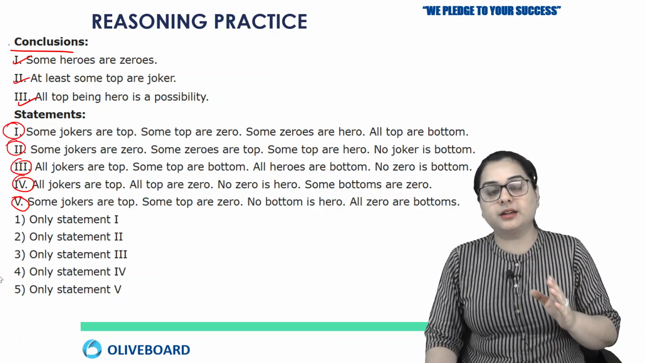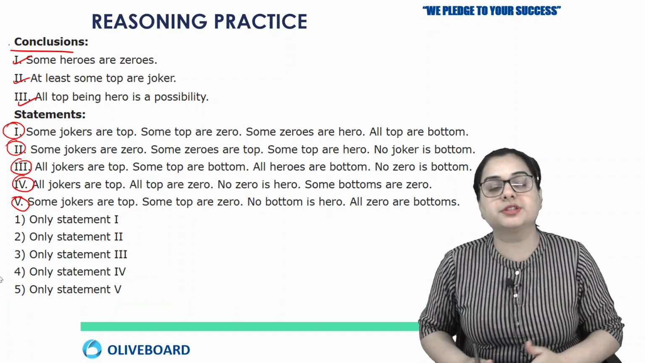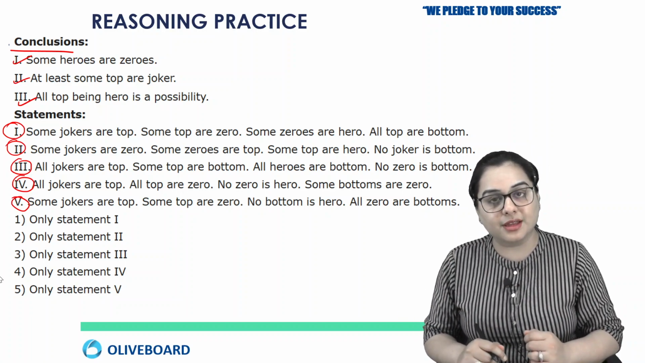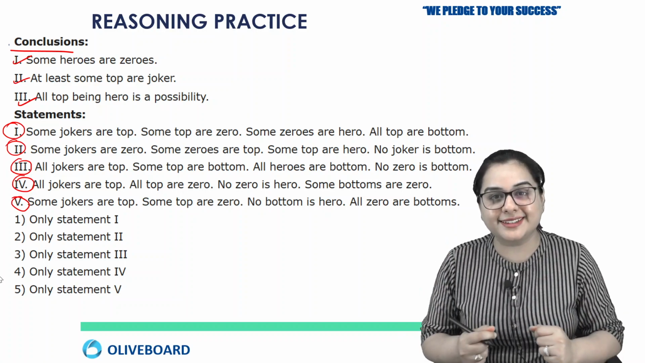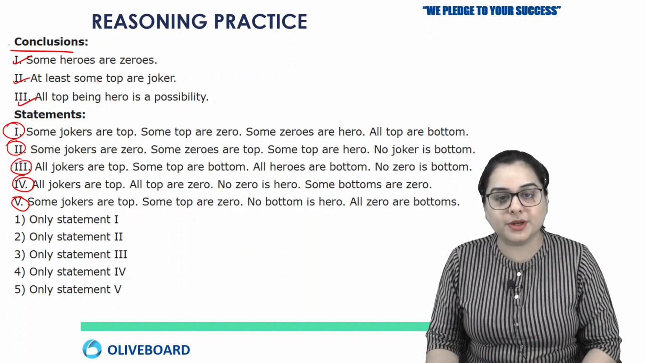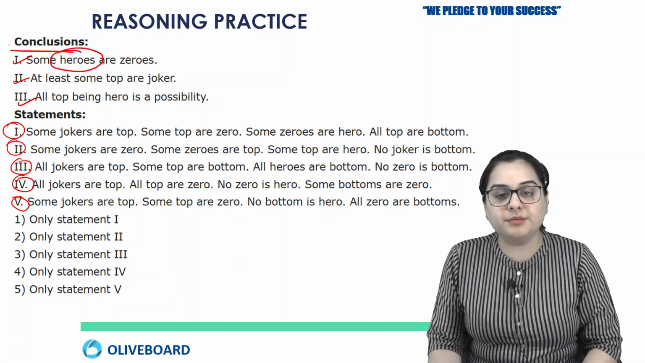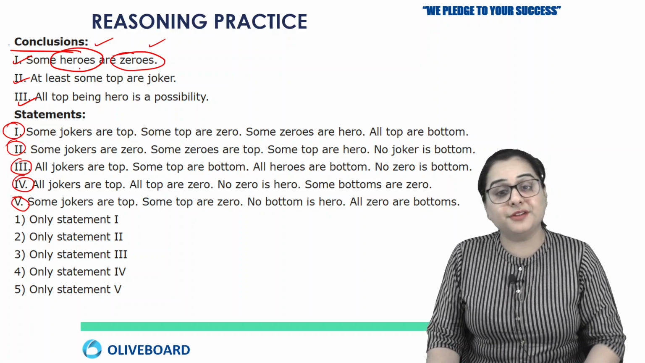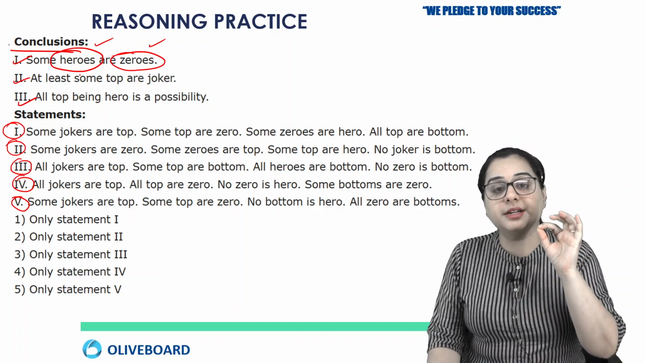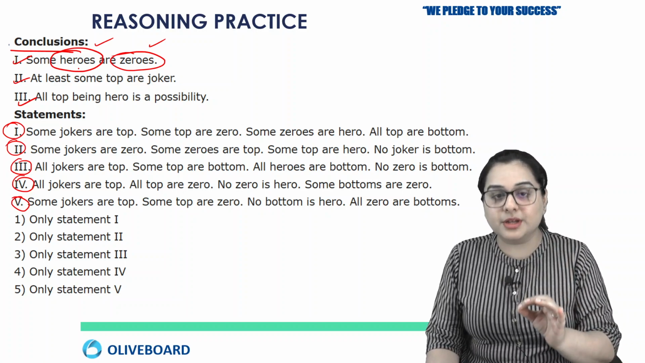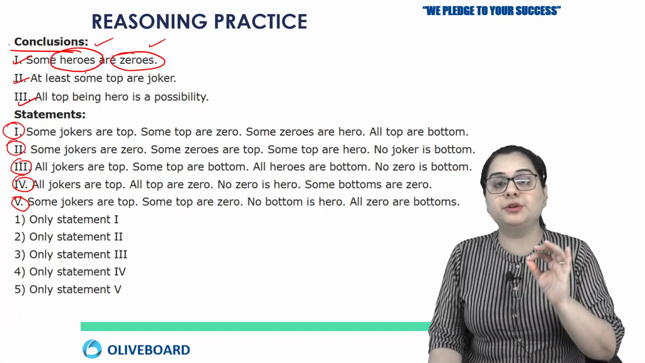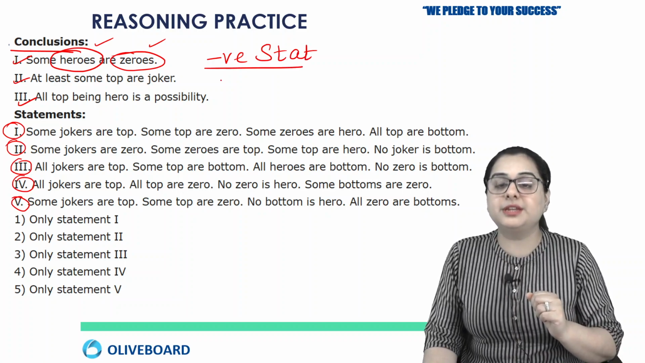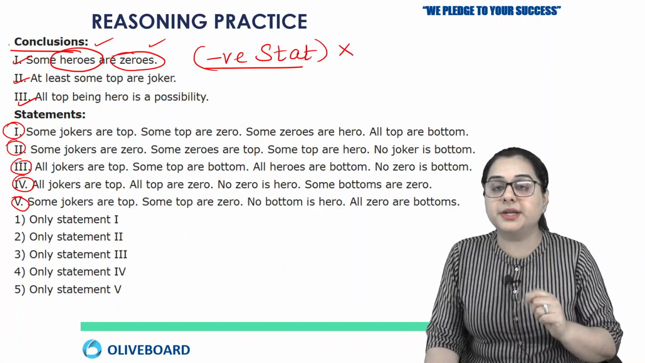If you know that from a positive statement, a negative conclusion is always wrong, and similarly, from a negative statement, a positive conclusion is always wrong, we are going to use that here. We need not make a diagram. What we are going to do? Here, what I have: some heroes are zeros. So if some heroes are zeros, it is a positive conclusion between hero and 0. So there should not be any negative statement about hero and 0. A negative statement about hero and 0 will be wrong.